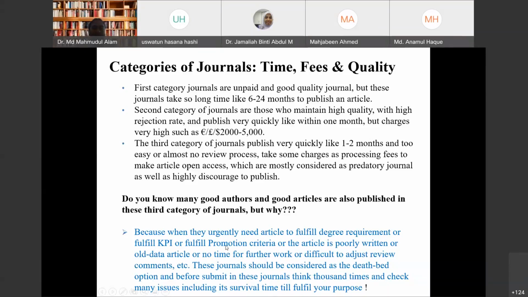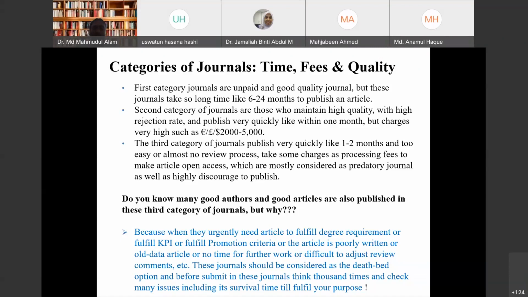Then our case is fulfilling KPI. December is only 1 month. I need to fulfill my KPI. I need one Scopus article. How can I make it within 1 month? Because the normal process cannot, and I also don't have much money. $2,000 I cannot pay. So the only option is a predatory journal. Then fulfilling promotion criteria. My promotion is due only for one Scopus article. How can I do it? If I wait another 2 years, I cannot get promotion in 2 years. So as early as possible, I make the publication and submit the document.